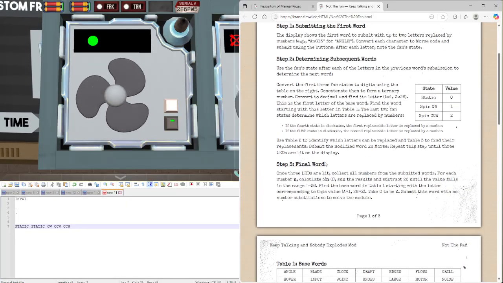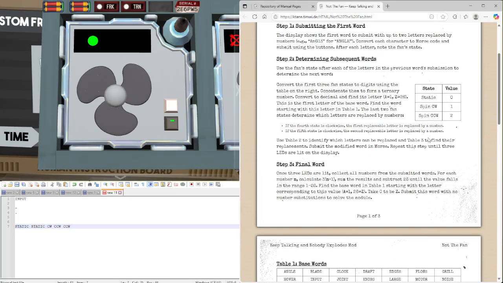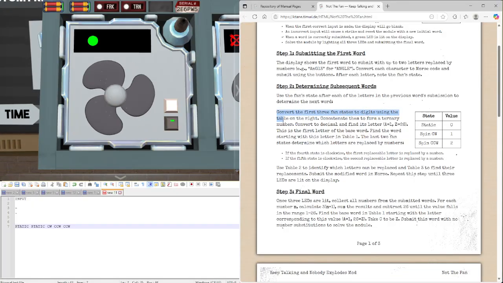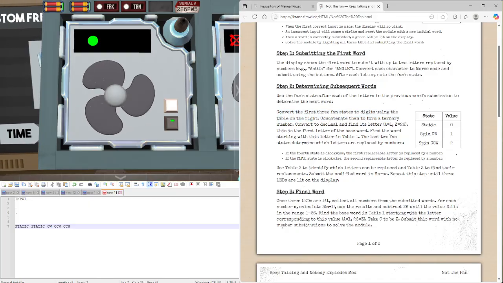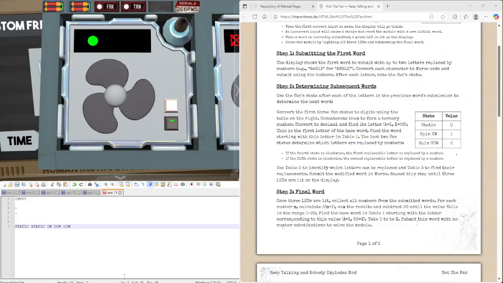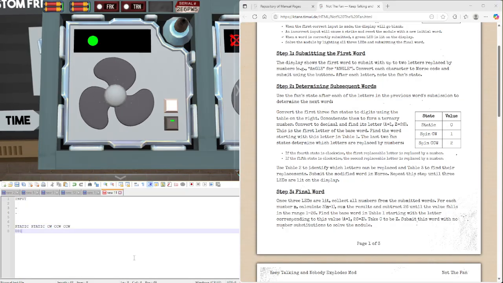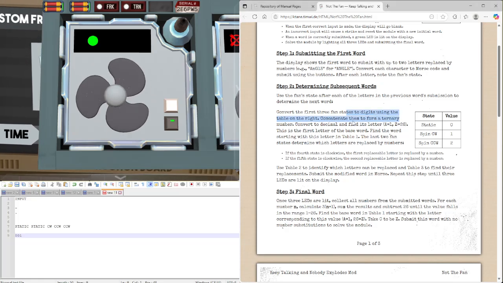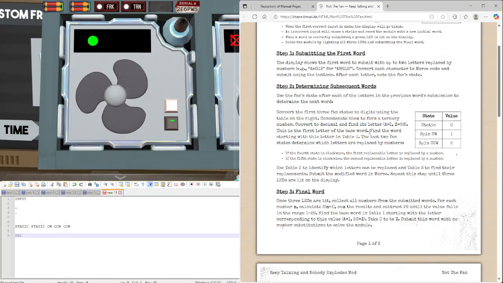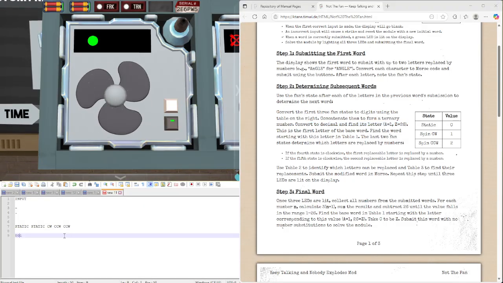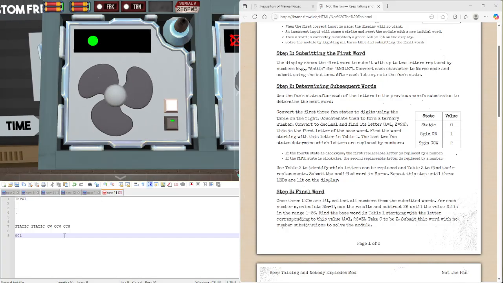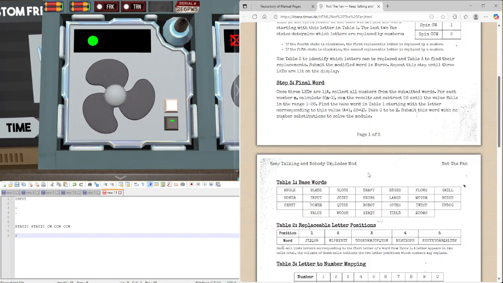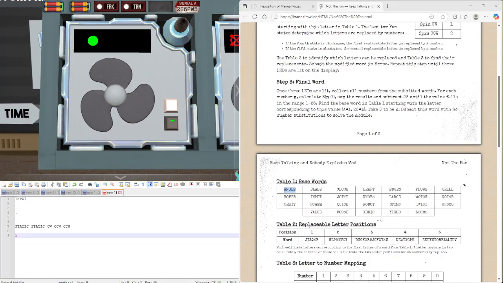To get the next word, we use the states we got. So, convert the first three fan states into digits using the table on the right. So in this case we have static, static, clockwise, which becomes 001. They form a ternary number, convert to decimal and find this letter. 001 is of course in ternary 1. So our next word is the A word, angle.